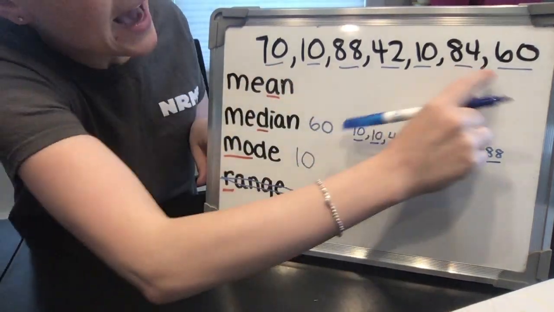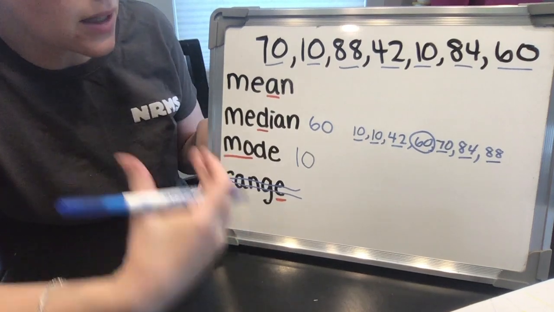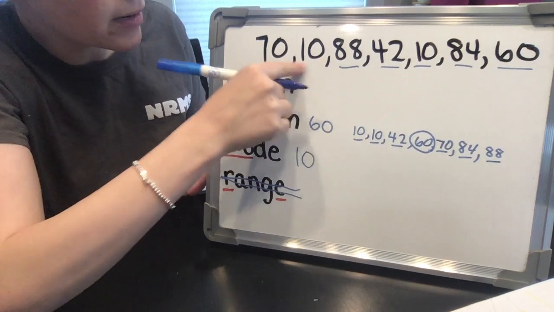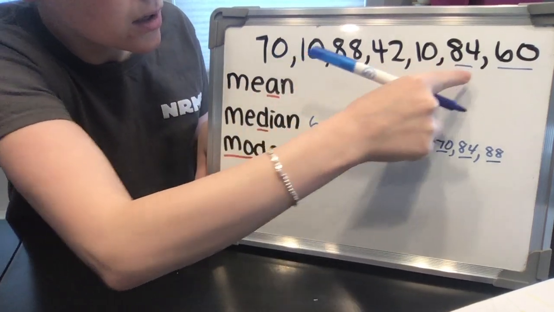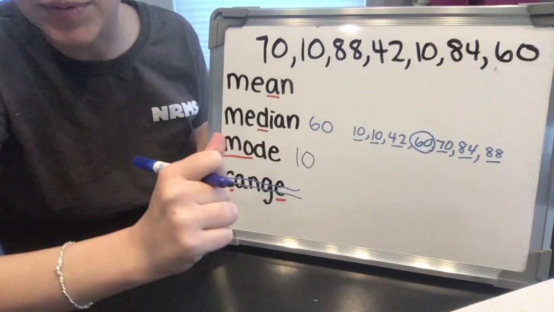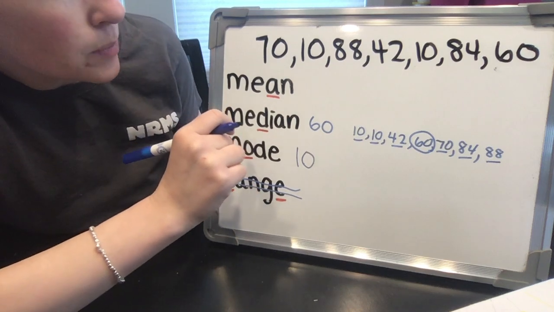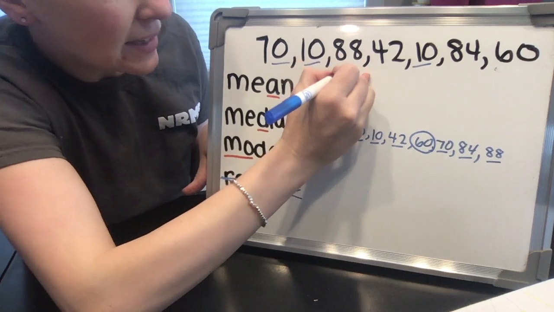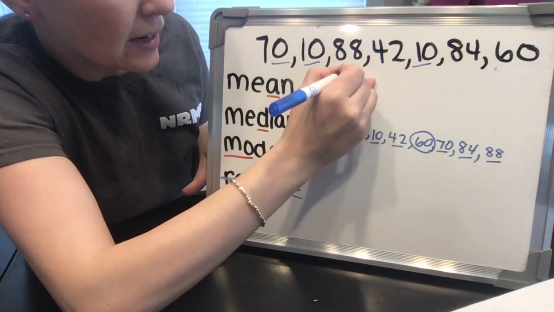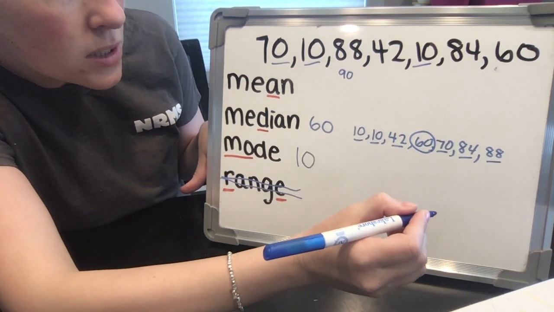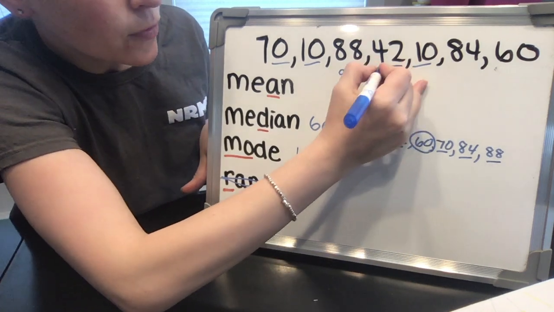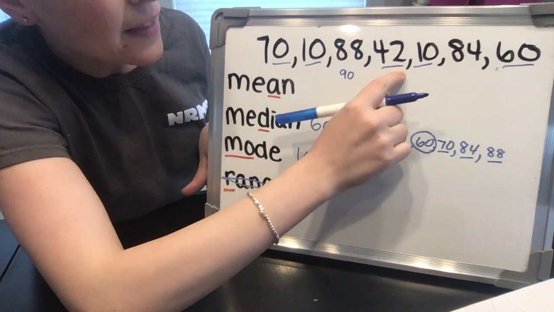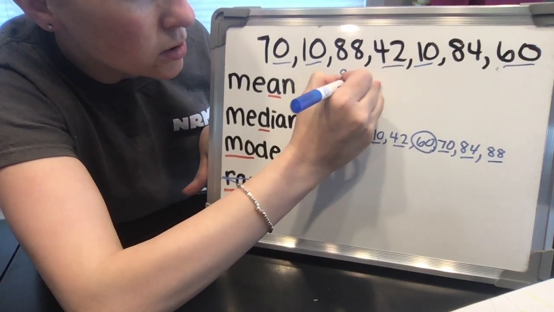So my mean would be adding all of my scores up. This gets a little bit tricky, so I'm going to try and take this a few steps at a time. I'm going to erase my marks and try to add these in a couple different groups. I'm going to put 70 and 10 more makes 80 and 10 more makes 90. So far I've gotten 90. Next, I'm going to put a 42 with a 60. I know that 60 and 40 is 100, and then 2 more makes 102.